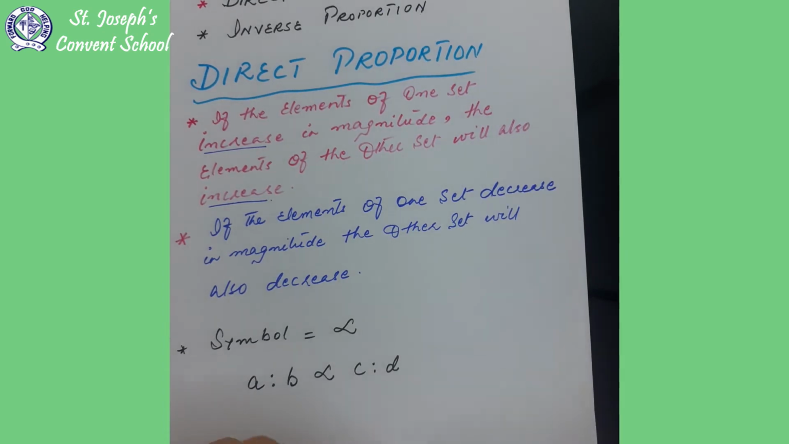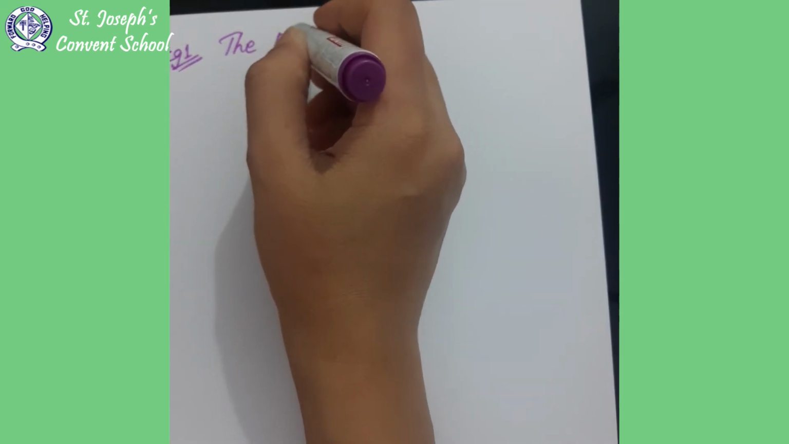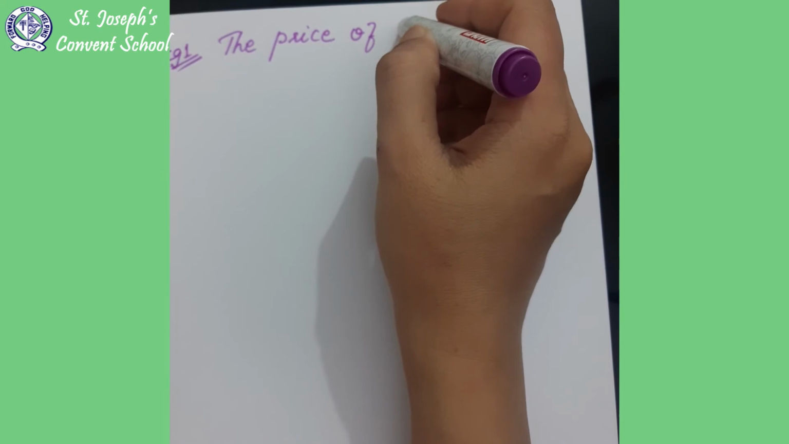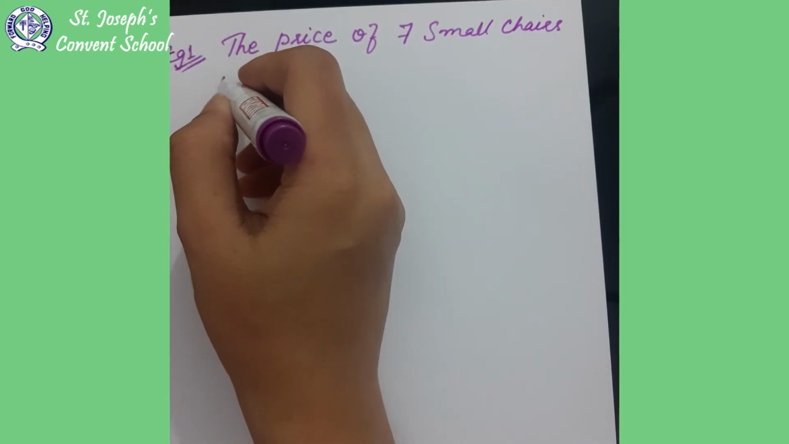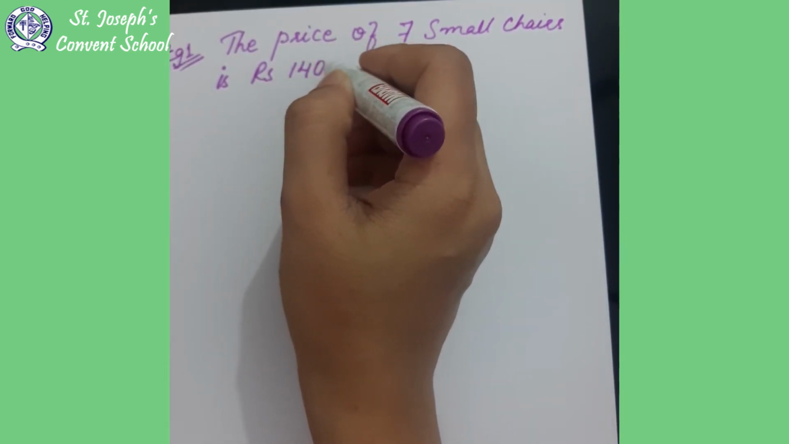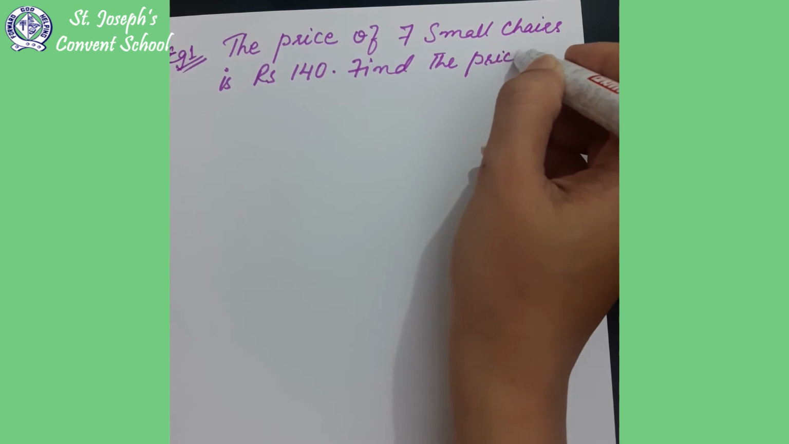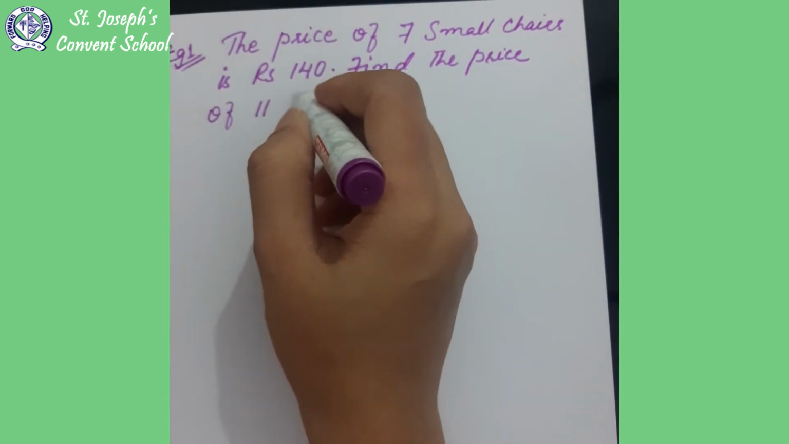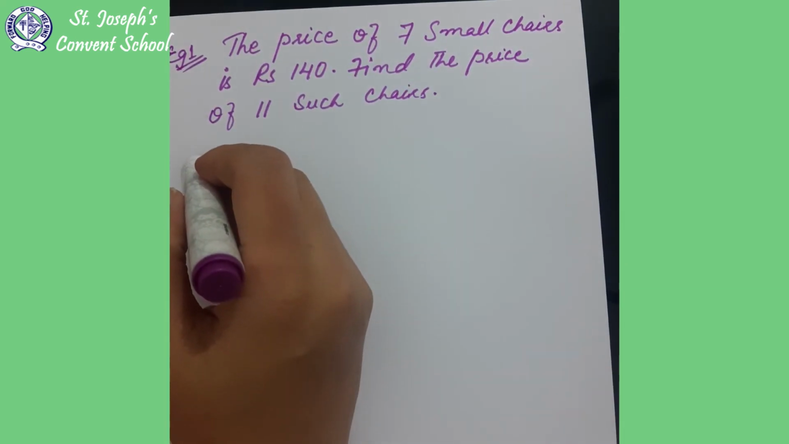Let me do the example now. Question, I'll write it. It is in your book, okay? Example 1: The price of 7 small chairs is rupees 140. Find the price of 11 such chairs. Okay, so this is the question. Let's solve it.